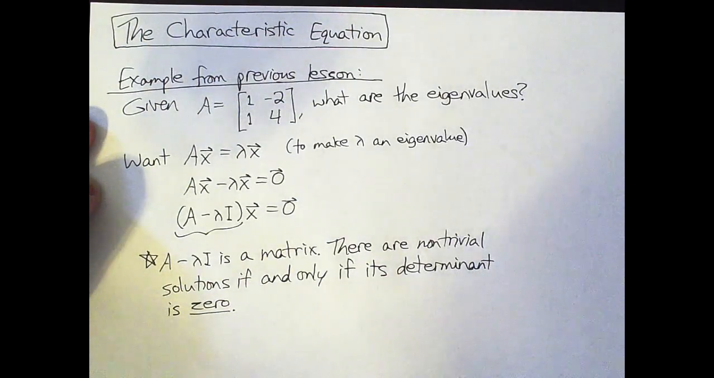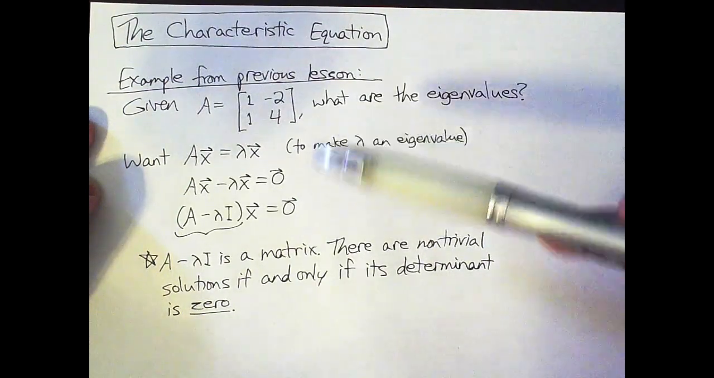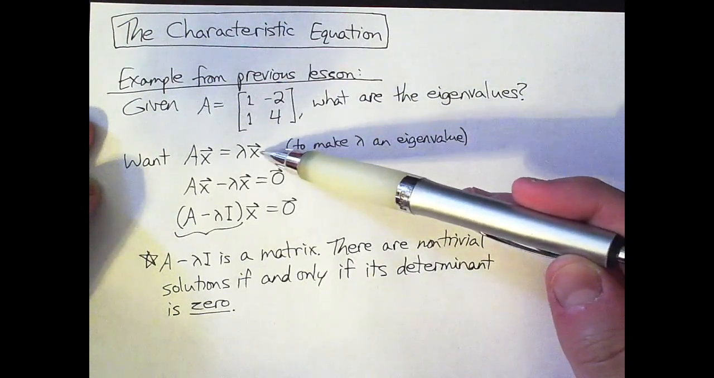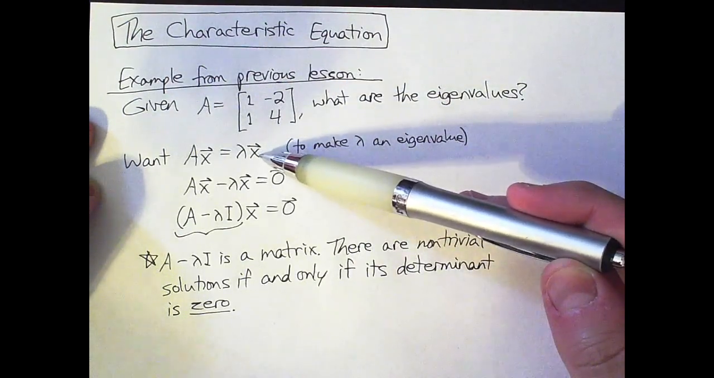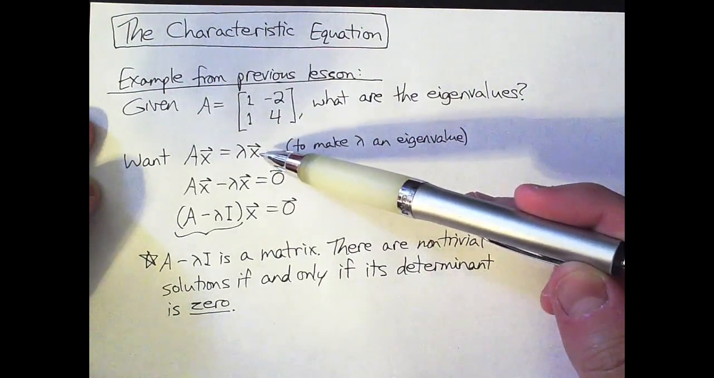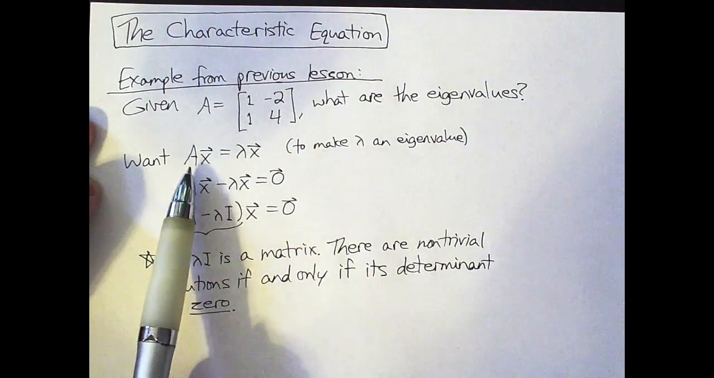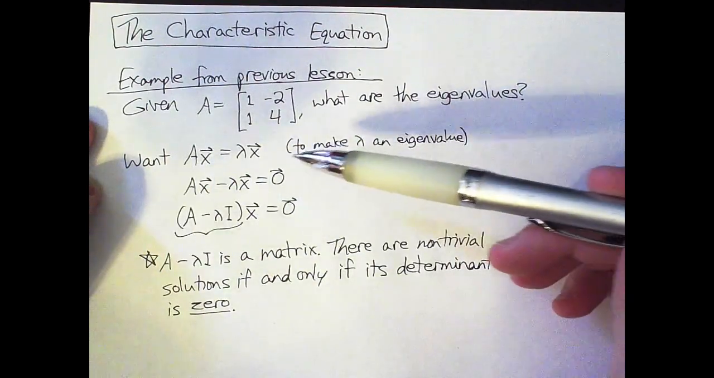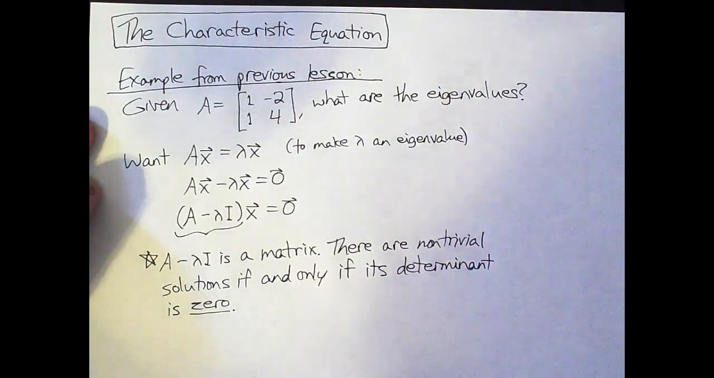Now remember, the definition of eigenvalue, let's take a step back. Definition of eigenvalue said that this equation right here, Ax equals lambda x, must have non-trivial solutions. We know it has the trivial solution, x equals 0. But that doesn't count. We need to know if there are non-trivial solutions to this.